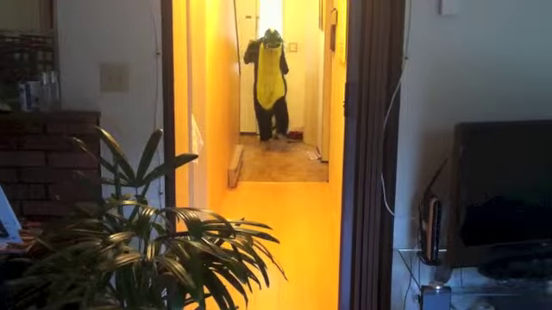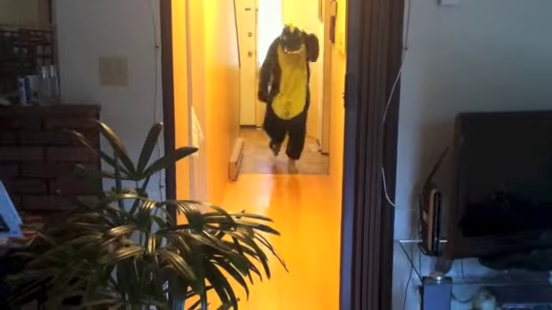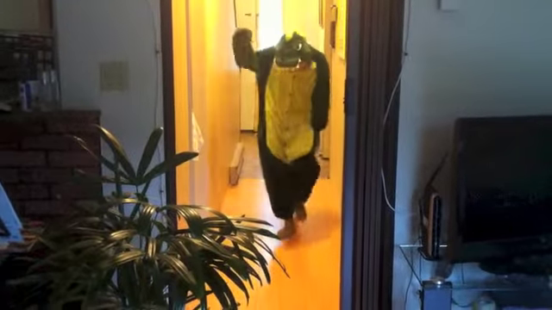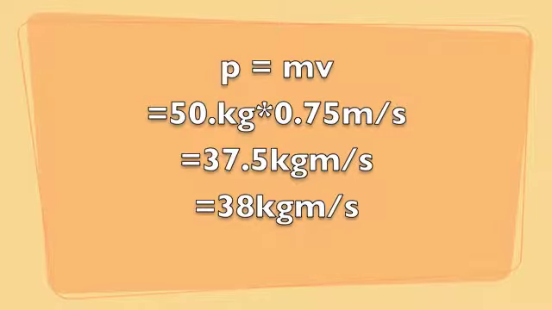For an example of momentum, here is an amazing dinosaur walking in the hallways. With the dinosaur walking, the way you would calculate its momentum is to multiply its mass by its velocity. So you would multiply 0.75 meters per second times its mass, which is 50 kilograms, and you would get 37.5 kilograms times meters per second. Due to sig figs, we would have to round it to 38 kilograms times meters per second.